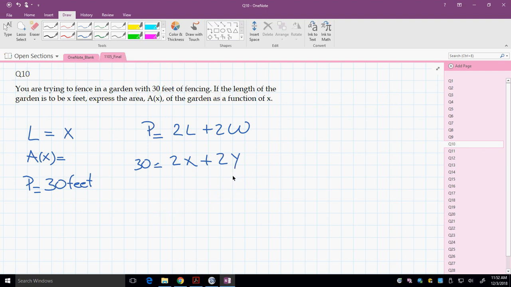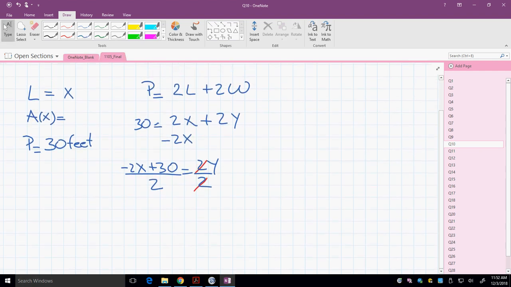And if we start solving for y, we need to subtract 2x on both sides of the equal sign. So we're going to have negative 2x plus 30 equals 2y. We divide by 2 on both sides. The 2s cancel. I'm going to flip this around so it's easier to do. So now we have y equals negative 2x plus 30, all divided by 2.